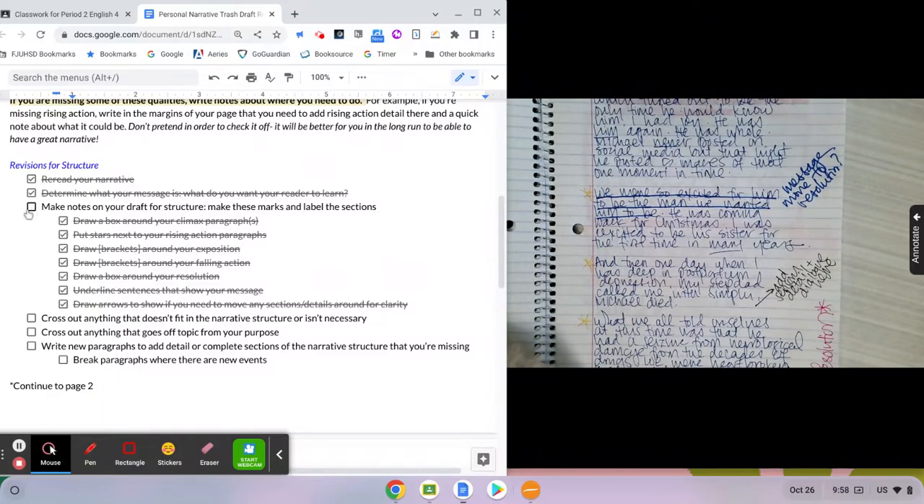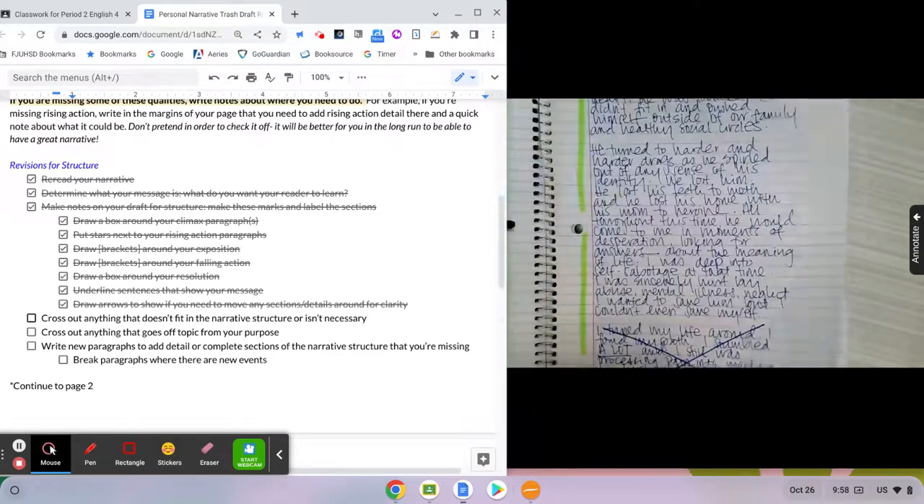My next thing, so I'm all done with the structure. So I have all those crossed out. Now the next thing I need to do is cross off anything that doesn't fit into it.